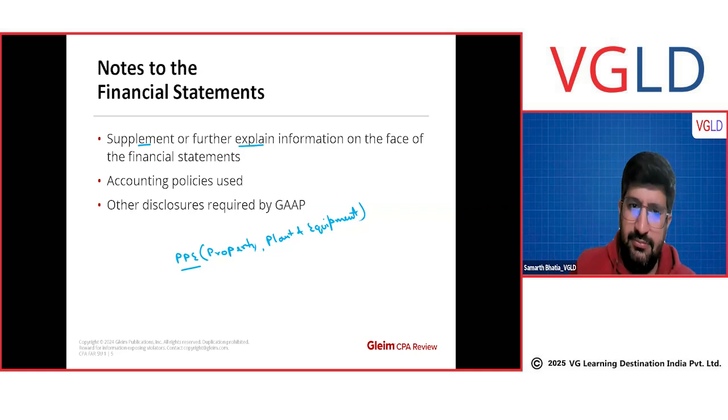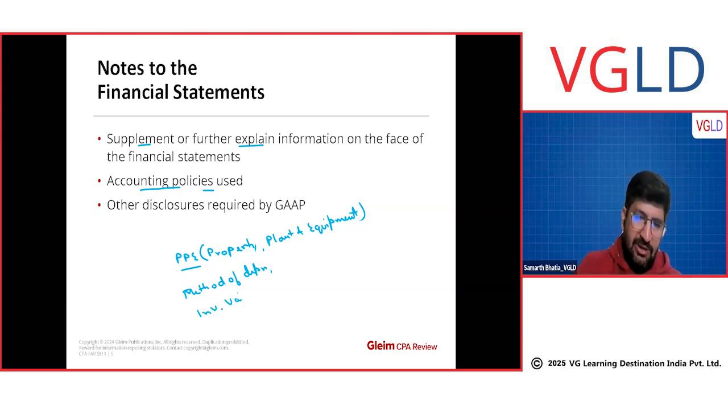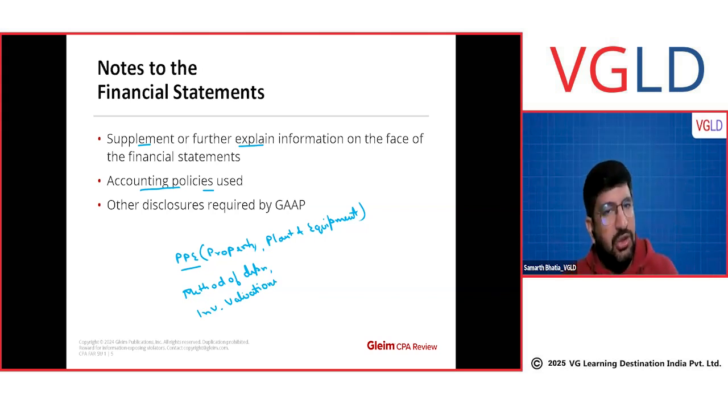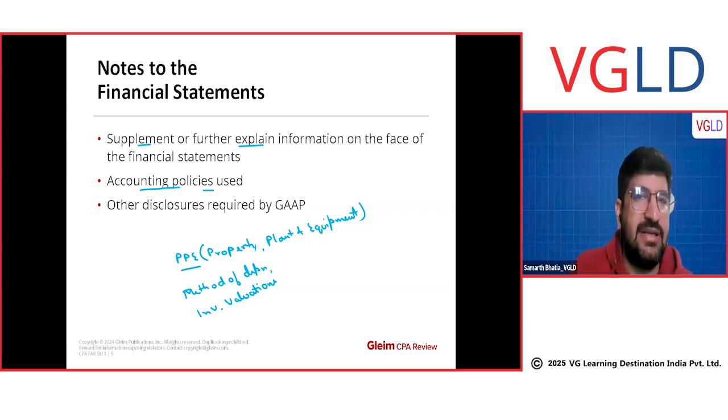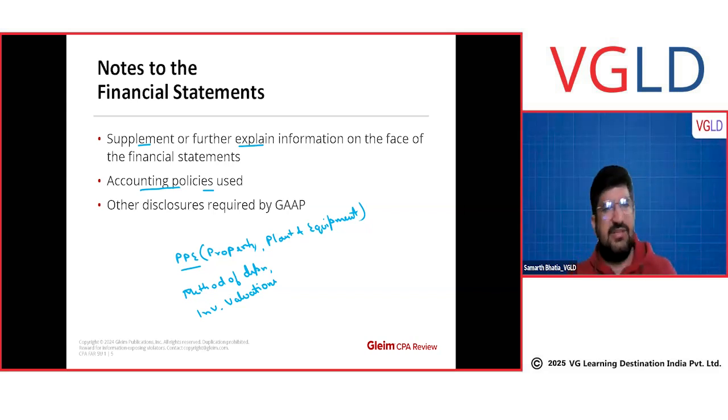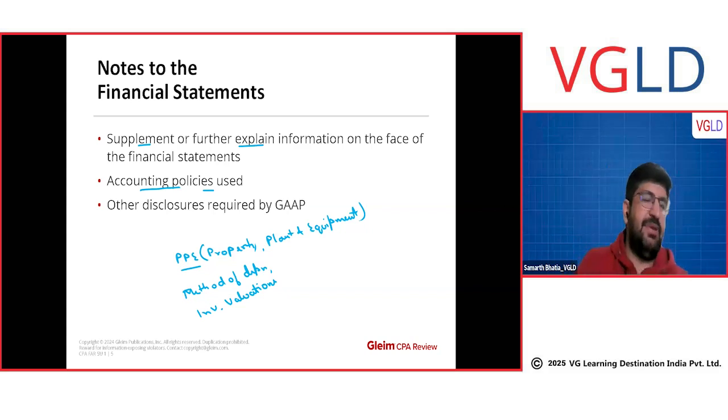In the notes, we also have the accounting policies used. Means the method of charging the depreciation is shown here. The method of inventory valuation is part of accounting policy. So all these things will be presented in the notes to financial statements. Whatever accounting policies, accounting principles, accounting methods are used by the company, they are part of the notes to financial statements.